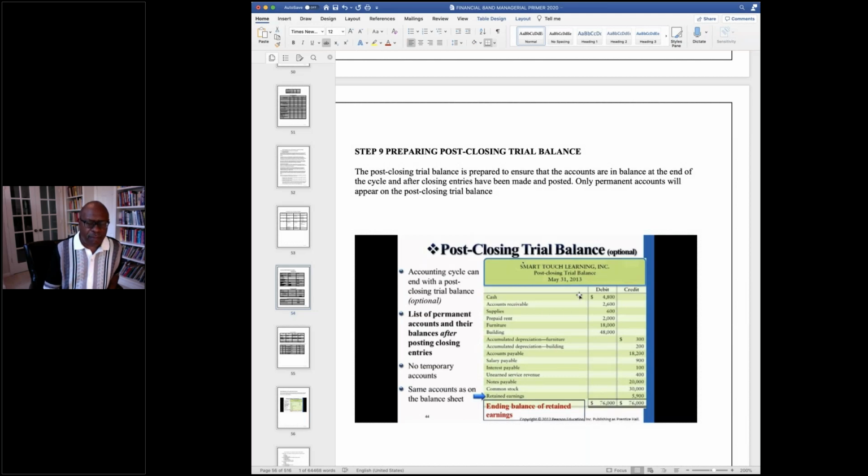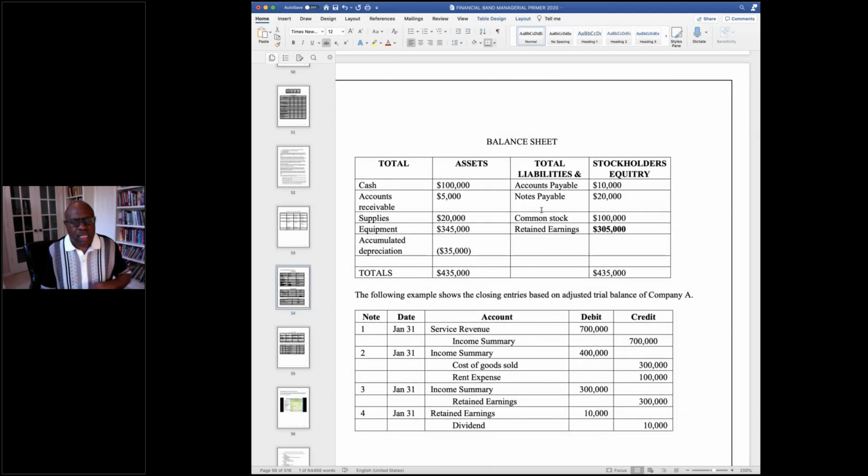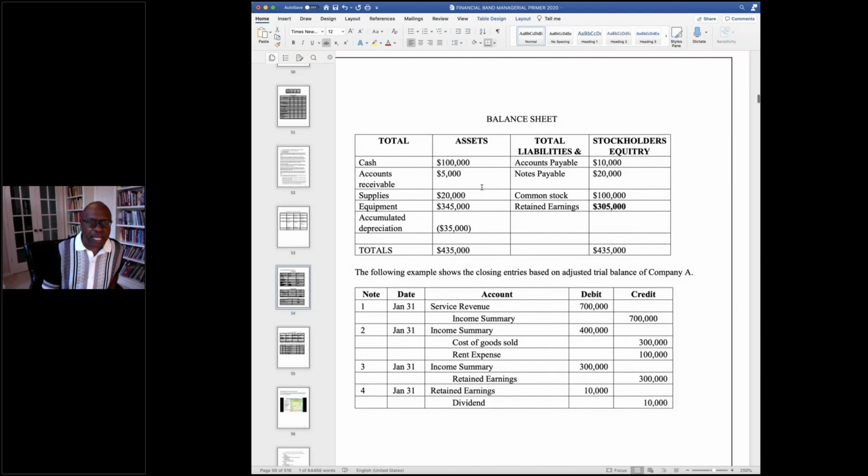And so we simply have the permanent accounts, the same accounts that are on the balance sheet. So if we were doing a post-closing trial balance with this example here, we simply list these accounts and make sure we're in balance. It is simply a balance sheet, but we would have the 35 here. So we won't worry about it that much, except that in a post-closing trial balance, we just make sure all of the accounts are in balance, and we're still in balance.